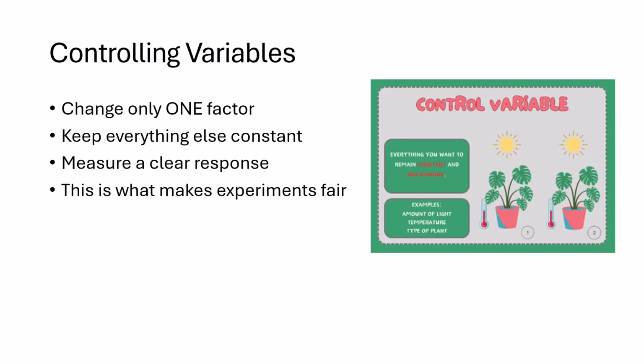One of the most important rules in experimental science is this: you only change one factor at a time. Everything else has to stay the same. That way, if you see a difference in your results, you can confidently say it's due to the factor you changed and not something else you accidentally let vary.